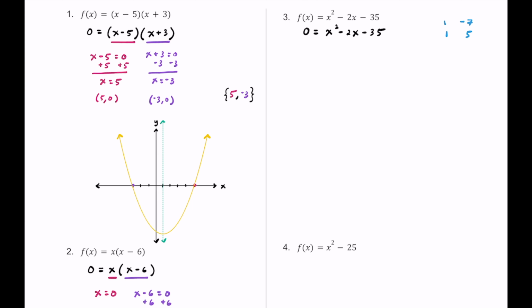And because we have a negative 2 here, I'm going to go with a negative 7 as opposed to negative 5, right? So if we go ahead and pair up these two values of 1 and negative 7, 1 times negative 7 is negative 7, and 1 times positive 5 is positive 5. Negative 7 plus 5 is indeed negative 2.